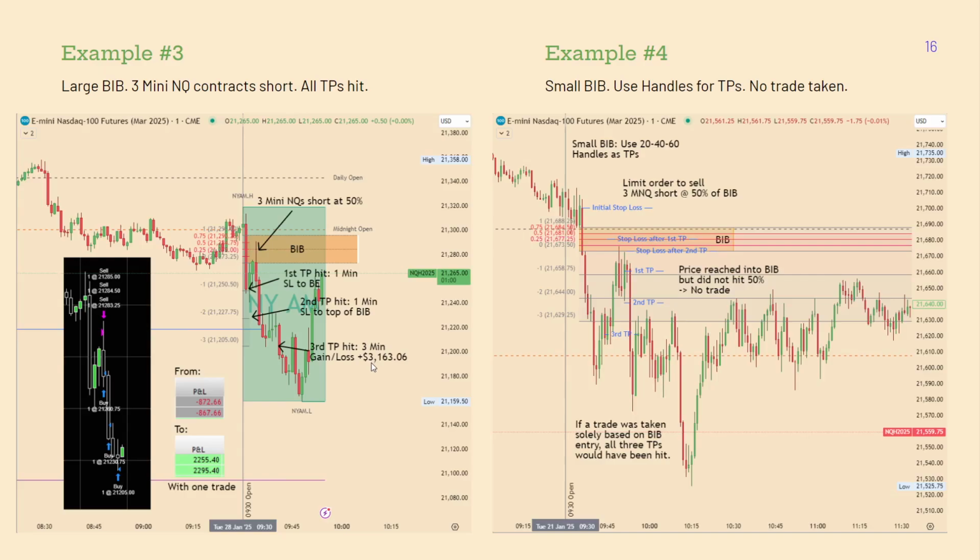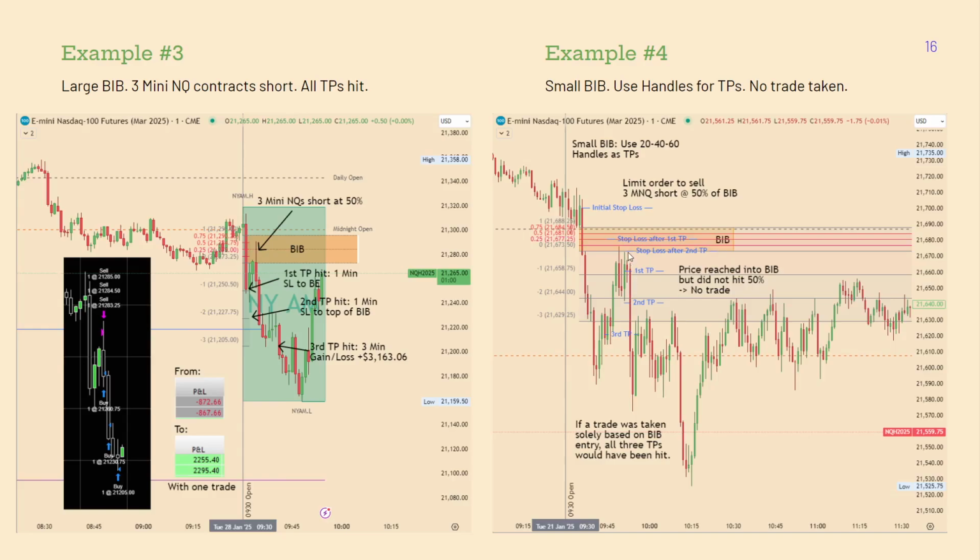over $3,000. As you can see from my clips from NinjaTrader, I had experienced a loss overnight, and we went profitable with just this one trade.